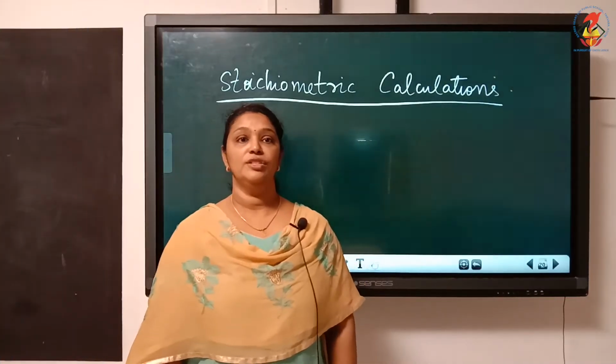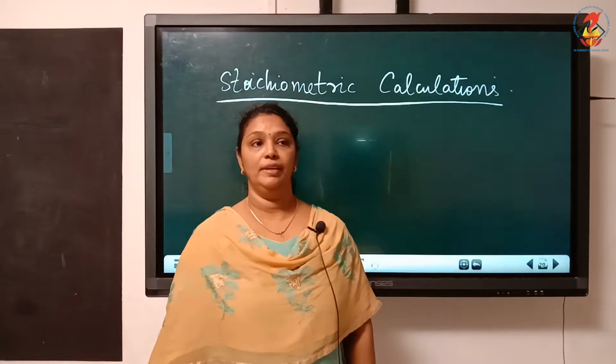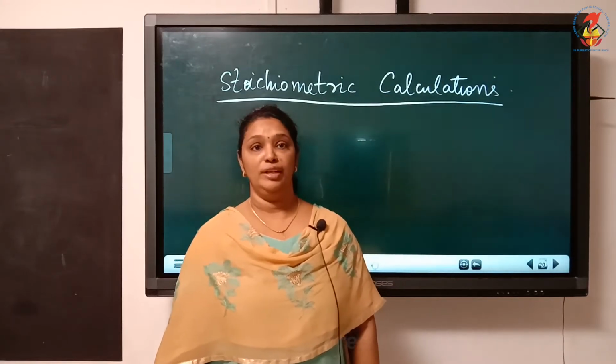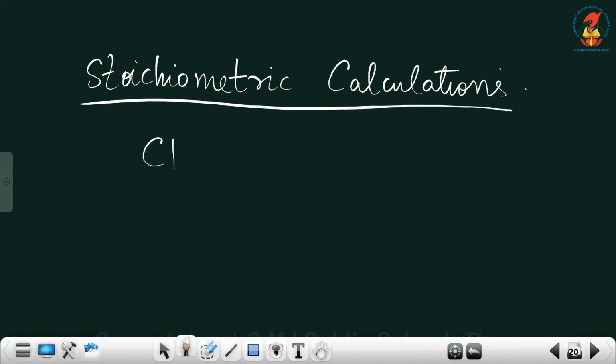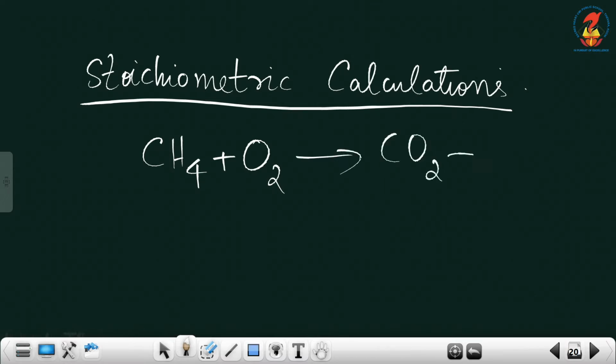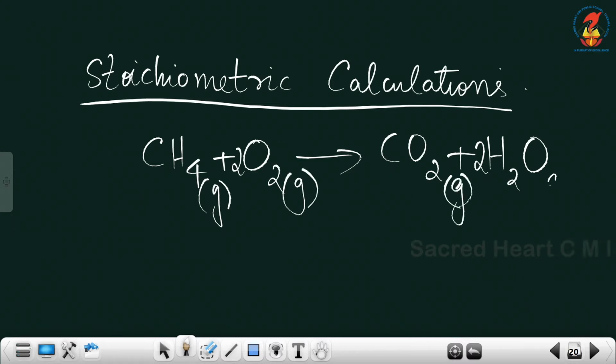Today we are going to see stoichiometric calculations. I'm going to write an equation for the combustion of methane. Methane plus oxygen. Combustion means heating in the presence of oxygen. The products are carbon dioxide plus water. When you balance the equation, we get CH4 plus 2O2 gives CO2 plus 2H2O. All the reactants as well as the products are in gaseous state.